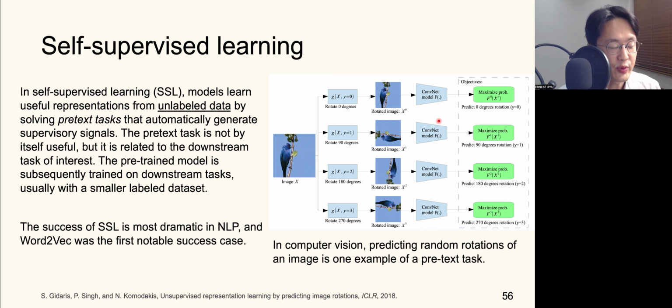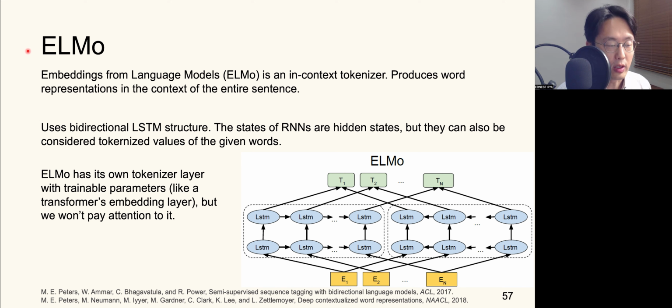The success of self-supervised learning has been observed in computer vision, but it is most dramatic in natural language processing. And word2vec was the first notable success case of self-supervised learning in NLP. ELMo is the work that follows word2vec, and it produces an in-context tokenizer. ELMo is the abbreviation of Embeddings from Language Models. Again, it's meant to produce an in-context tokenizer, tokenizing words to vectors while taking into account the neighboring context. ELMo uses a bidirectional LSTM structure.